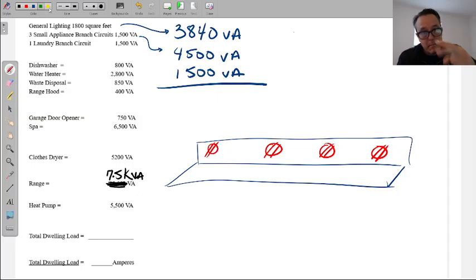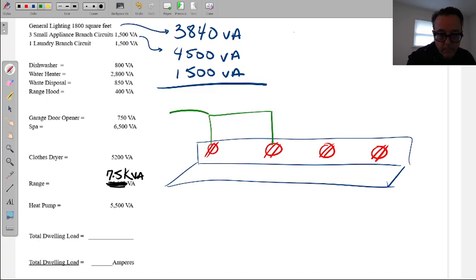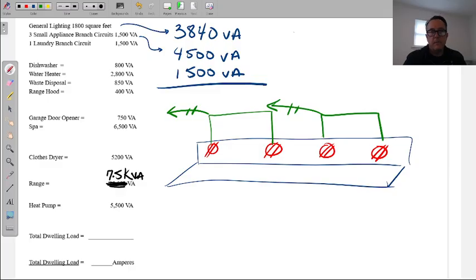So if you have a minimum of 2, which is required, then these 2 are on one circuit, and these 2 on another circuit. That would satisfy the code: minimum 2 small appliance loads. And then we distribute the outlets. Right? This does get complicated. Then you distribute the outlets how you're supposed to over the countertop.